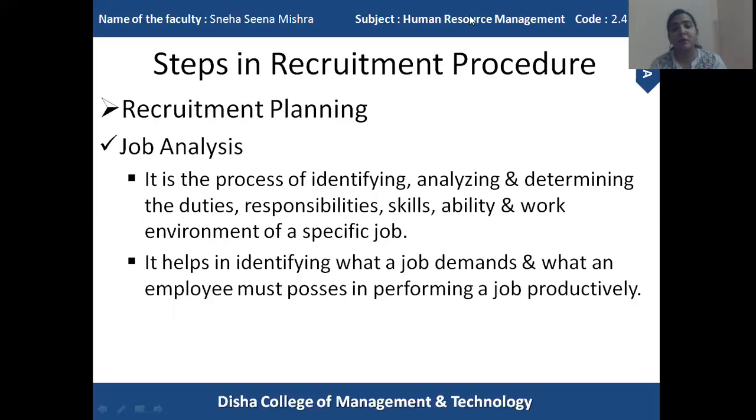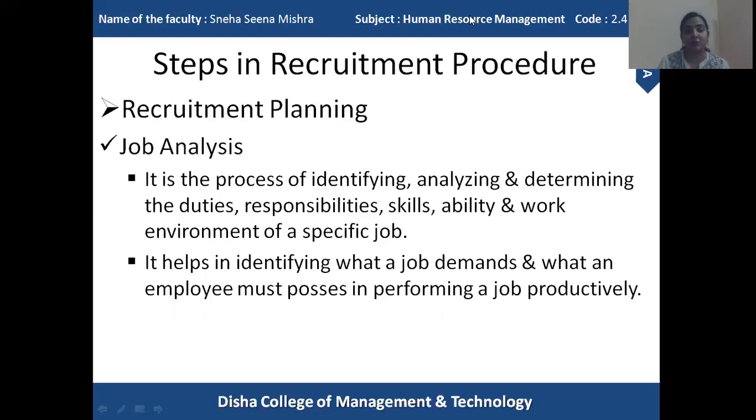Okay, the next point here says that it helps in identifying what a job demands, what an employee must possess in performing a job productively. So the second aspect of job analysis simply identifies the demand of the job. Demand in terms of what kind of qualities, what kind of abilities, what kind of potentials and talents are required in order to do a job.